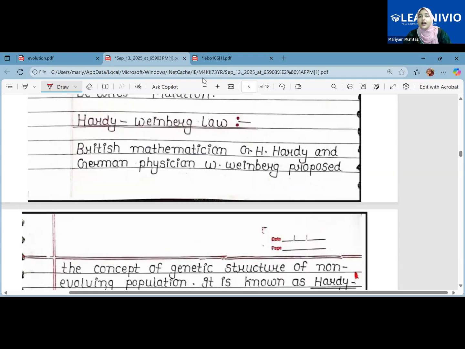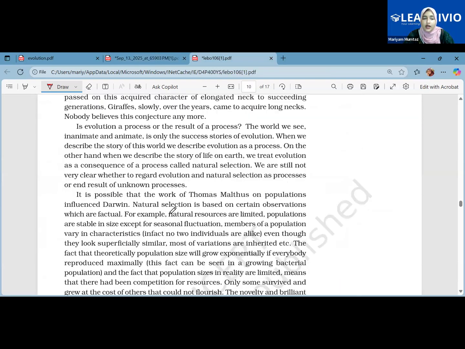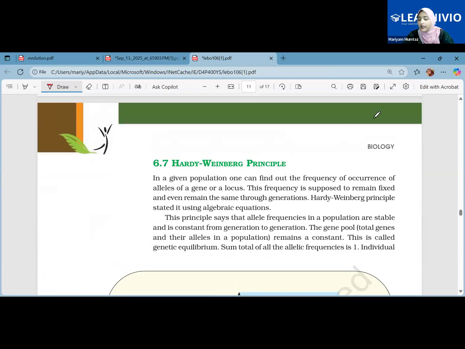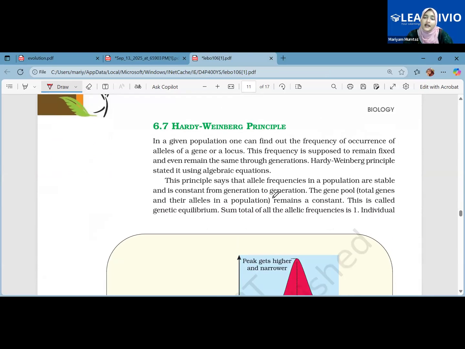After that, there comes the Hardy-Weinberg law. This part that NCERT says is that in a given population, one can find out the frequency of any gene, any allele in the population. But remember that this frequency, for example, if one generation has a certain set of alleles present in them, that is supposed to be fixed in every generation because it will be inherited. So Hardy-Weinberg said the same thing, but they used mathematics to explain it.